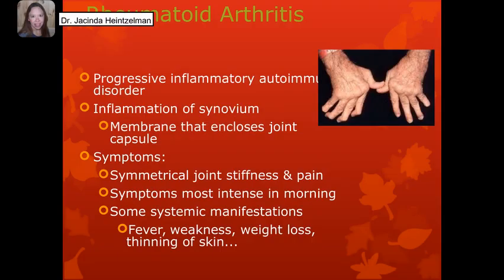Let's talk about another musculoskeletal condition, rheumatoid arthritis. This is a progressive inflammatory disorder, and it is considered an autoimmune disorder. What exactly is happening in rheumatoid arthritis? Well, we're seeing inflammation in the synovium, and the synovium is a membrane that encloses the joint capsule. So where exactly are we seeing the signs and symptoms? Well, it's right there at all those different joints.